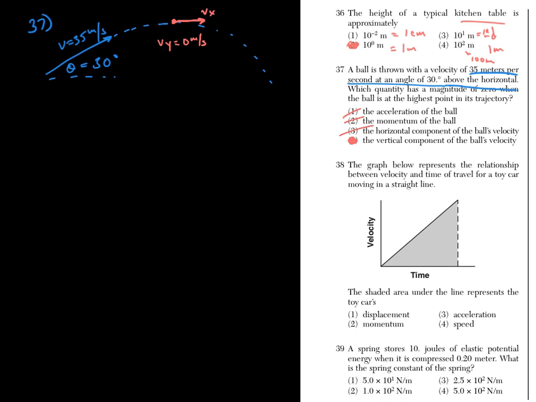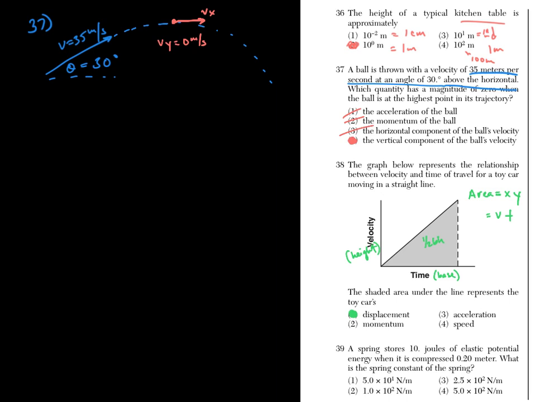All right, number 38. Here they give us a velocity versus time graph. The shaded area represents the toy car's displacement. We can think of the area as the x-axis times the y-axis. Here it's base times height for a triangle. So your base is the time, and the height is the velocity. So you're multiplying these two things together to get the area.